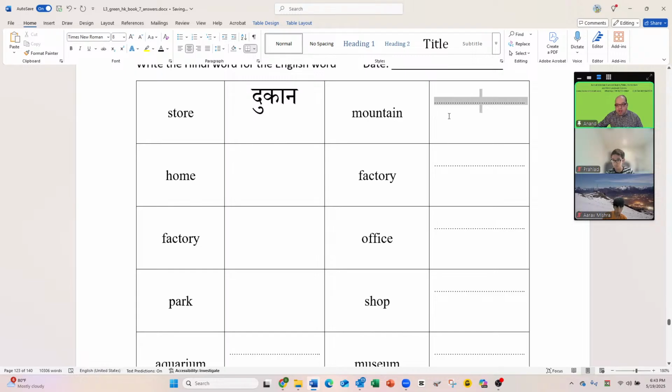Mountain. Arav, Hindi word. Pahad. Yes, Prahlad, another word. I put Parvat for mountains. Parvat is also fine. Pahad, Parvat. Hindi word for home. Prahlad, simple. Ghar.